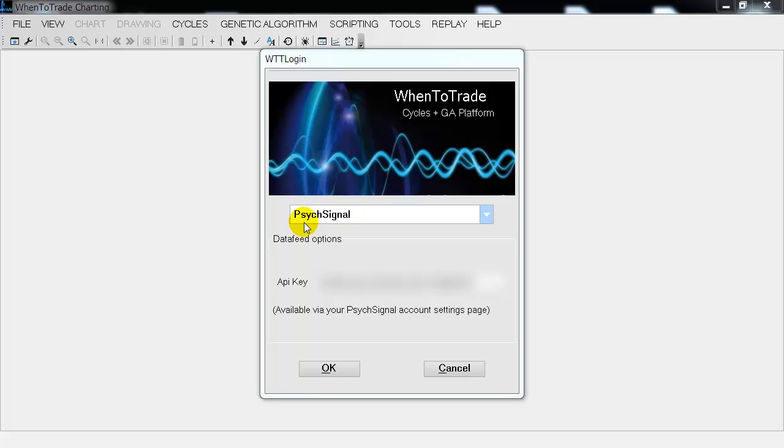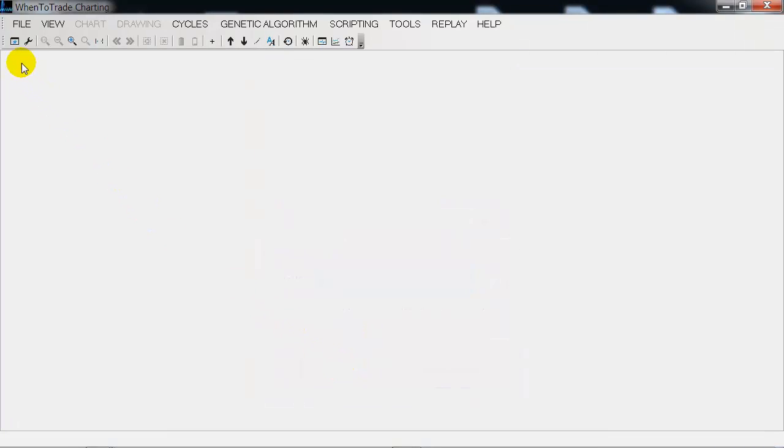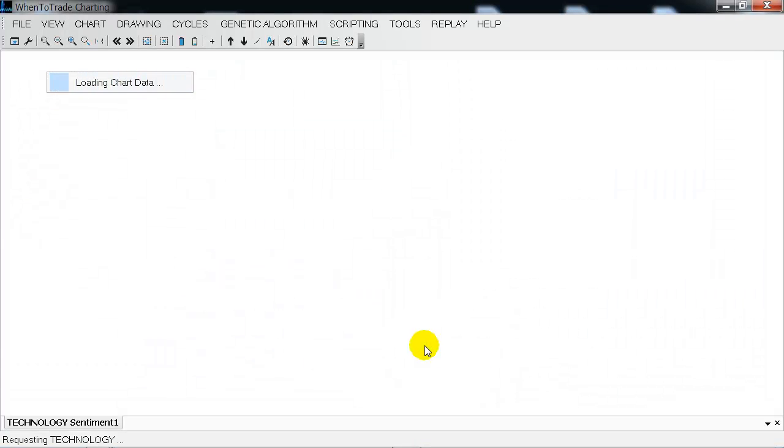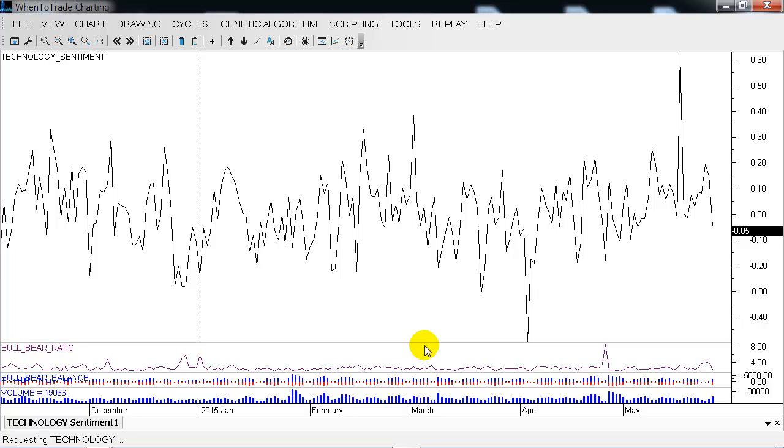So you just select the PsychSignal data feed, use your API key, which is available via their PsychSignal website, and you're ready to go. What we can do now is directly open new charts from the raw sentiment information which PsychSignal delivers. We will just put the symbol there for which we want to get the sentiment information. In this case we will use the bundled sentiment on the technology sector, and just open the chart here. Automatically it pops up the raw sentiment value which is plotted here in the upper chart.